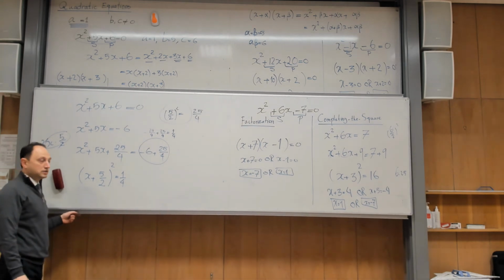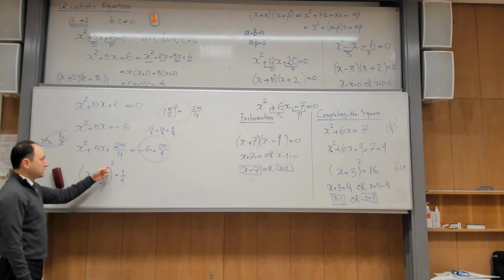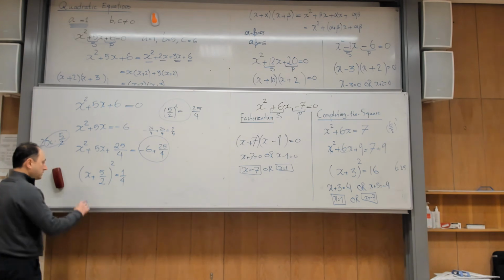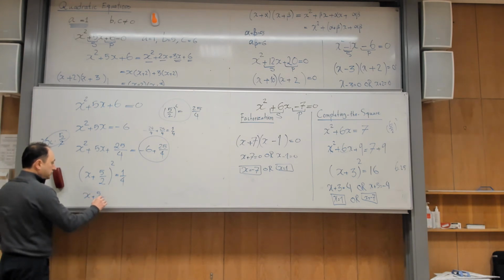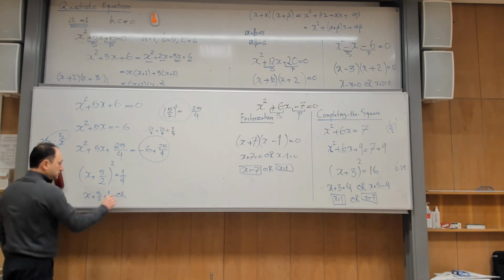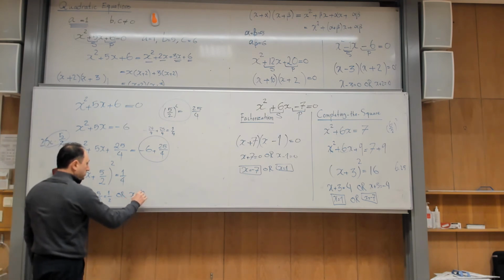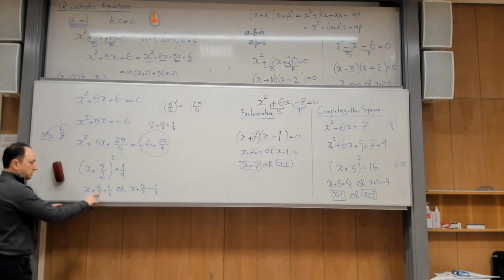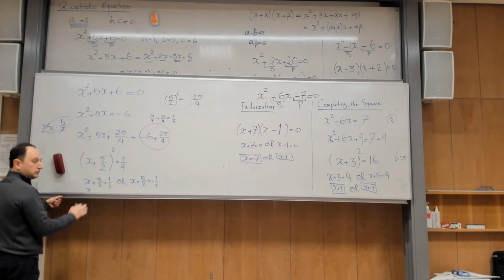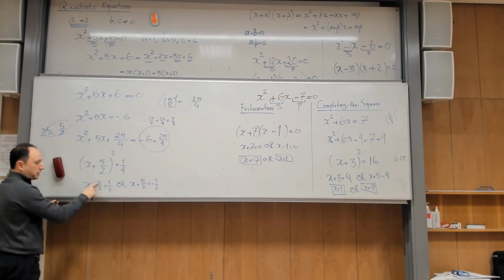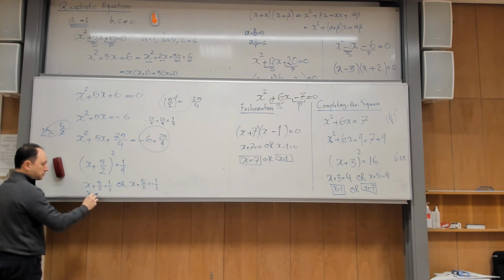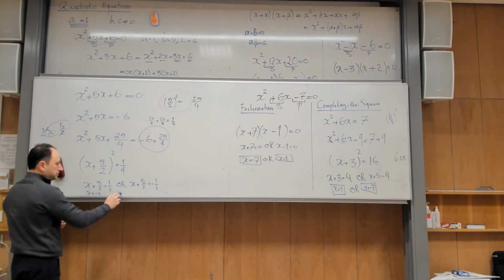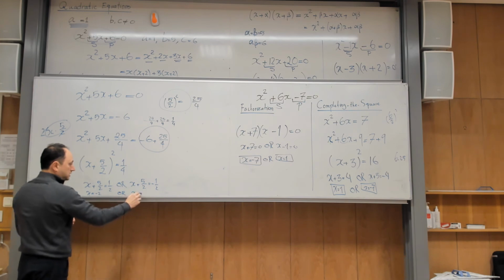This is not finished yet, because I'm asking for a number whose second power is 1 over 4. So this becomes x plus 5 over 2 is 1 over 2, or x plus 5 over 2 is negative 1 over 2. So let us do this in our head, yes? 1 over 2, I move 5 over 2 to the other side, it becomes negative 5 over 2. 1 over 2 minus 5 over 2 is minus 4 over 2, which is minus 2. Or, if you calculate the other one, it becomes minus 3.